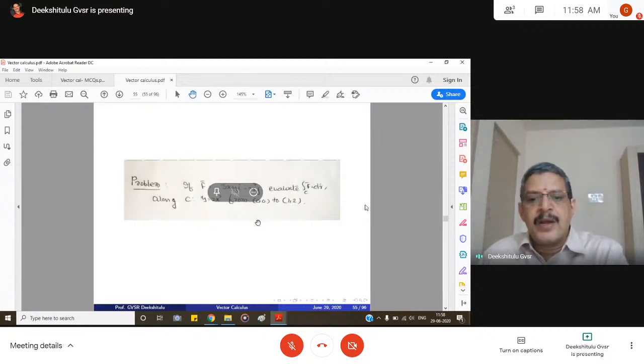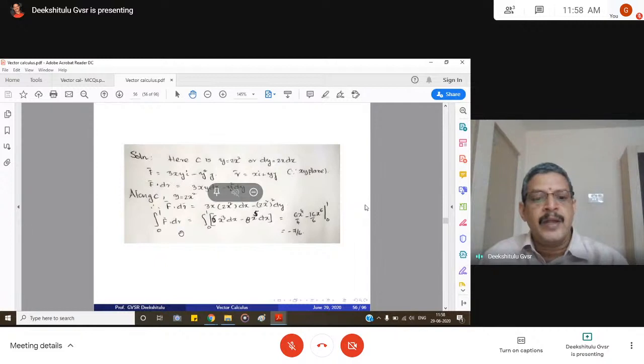Because we have converted everything in terms of x, the limits of x are 0 to 1. So F dot dr is 6x cube dx minus 4x power 4 dy, and dy is 4x dx. If you include that, this is minus 16x power 5 dx. So this comes out to be 6x power 4 by 4 minus 16 by 6 x power 6, between the limits 0 and 1, which comes out to be minus 7 by 6.